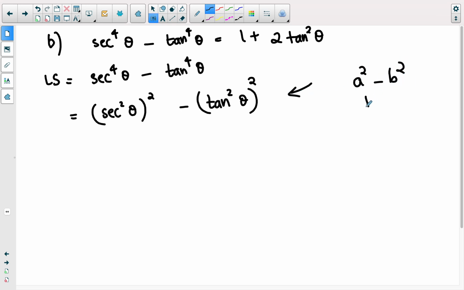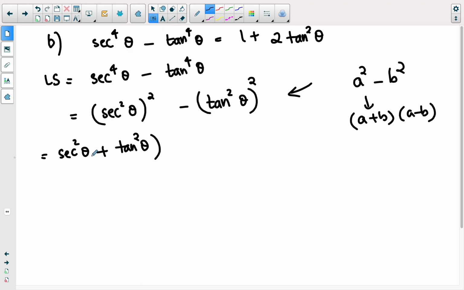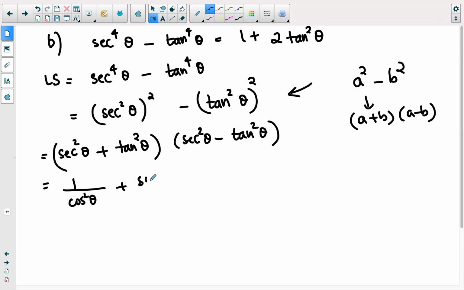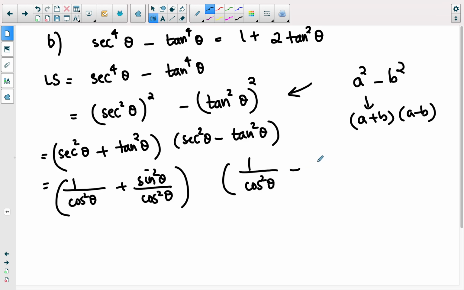Difference of squares factors as a plus b times a minus b, right? So this can be factored as secant squared theta plus tan squared theta times secant squared theta minus tan squared theta. And I'm going to bring them down to sine and cosine instead of secant and tan. So this will be 1 over cos squared theta plus sine squared theta over cos squared theta, times 1 over cos squared theta minus sine squared theta over cos squared theta.